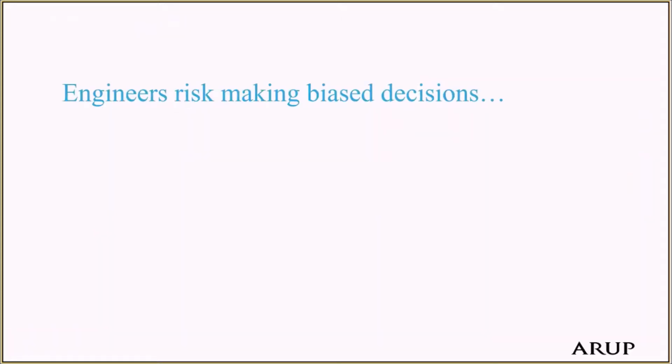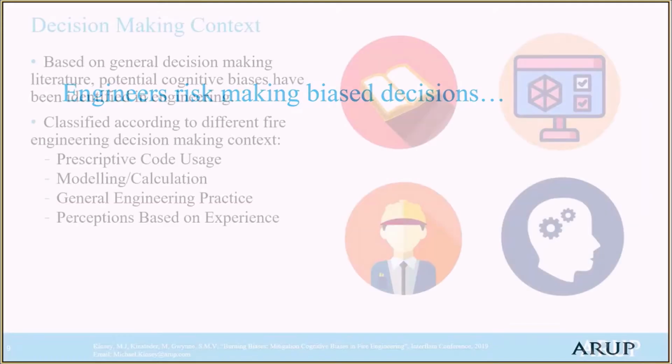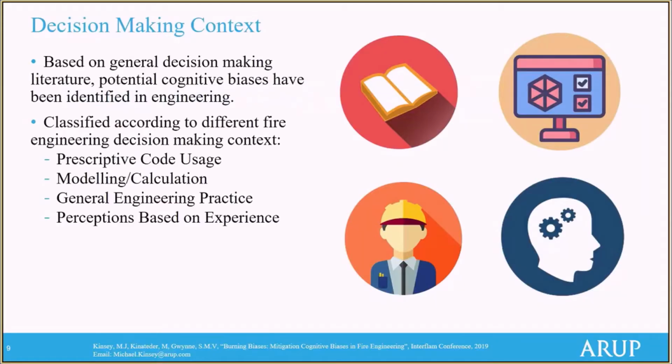So how can engineers make biased decisions? We've based our research on looking at general decision-making literature and identified potential cognitive biases which may occur in engineering. Many of the examples we've looked at are based around fire engineering, but they can be applied to other forms of engineering as well. And we've classified the types of biases into prescriptive code usage, modeling and calculations, general fire engineering practice, and perceptions based on experience.